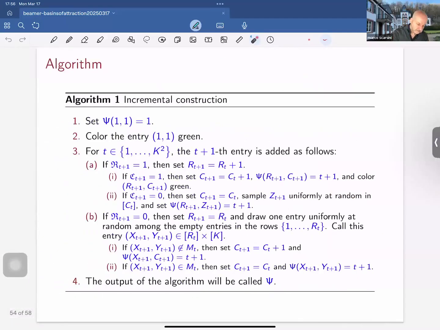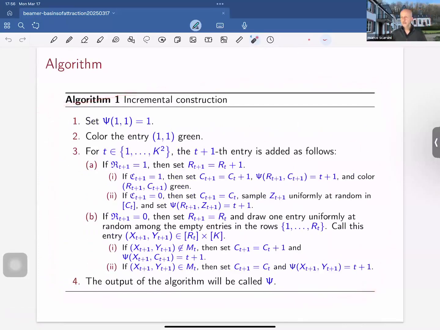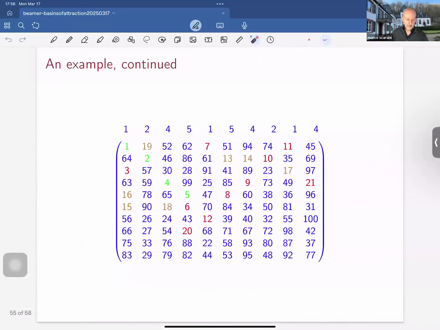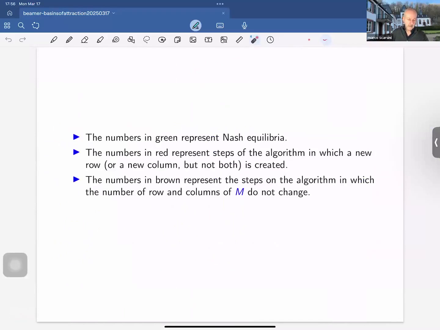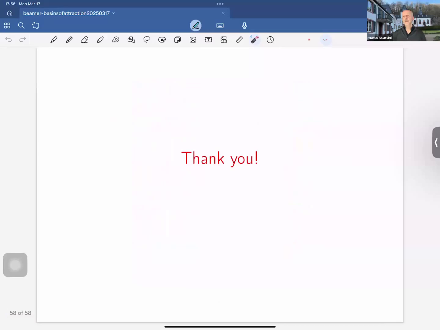There is an exact description of the algorithm. I don't go through the details because I would lose you completely. And this is how it goes, basically. So you see, now we are at this point, and we move from northeast to southwest. And this is basically all that I had to say. Thank you.